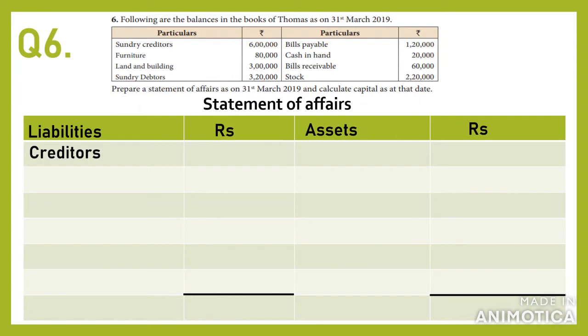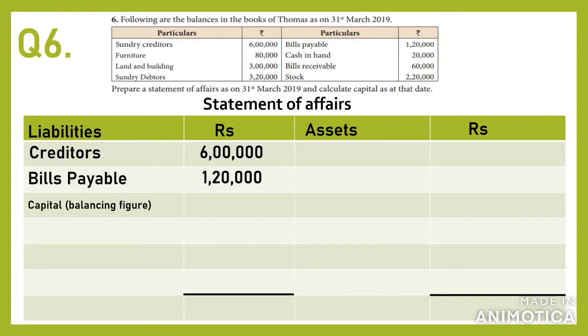Creditors. How much are the creditors? Creditors 6 lakhs. Okay, again, just keep in mind it is a liability. So that's why we are bringing it under the liability section. Next, under the liability section, we are bringing bills payable. Okay, bills payable is a liability and the amount is 1.2 lakhs. Are we having anything else in the liability section? The only other point will be the capital, and this is something which you need to figure out, so that will be a balancing figure. Okay, now let us move on to the asset side.